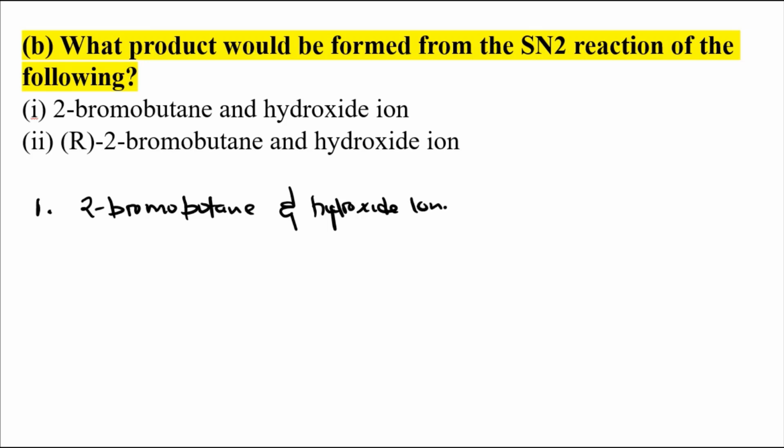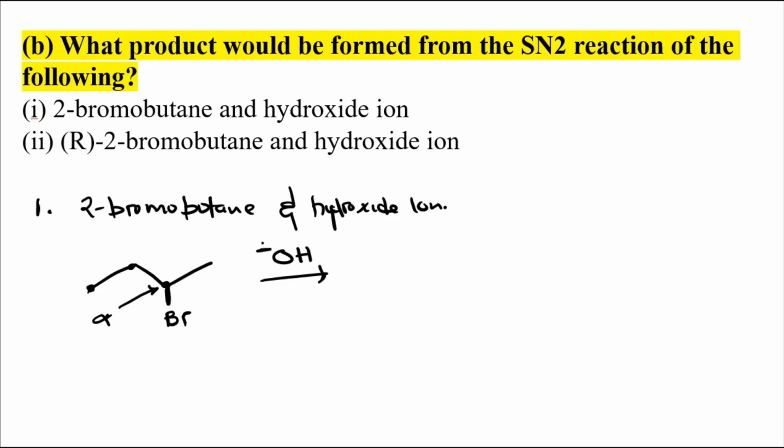So now you write their structures. You know this is carbon number 1, number 2, number 3, number 4, butane. And they're saying it's on carbon number 2, so the bromine is on carbon number 2. And you are reacting this with hydroxide ion. So you know in SN2, the nucleophile is going to attack this carbon here. This carbon here is the alpha carbon because that's where the functional group is.